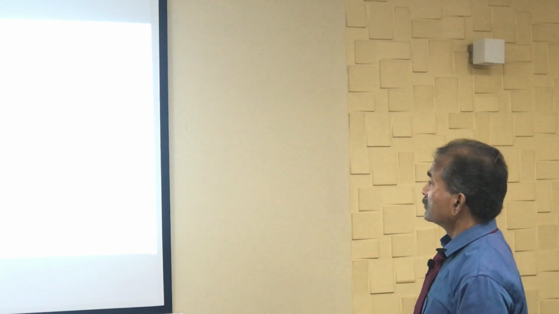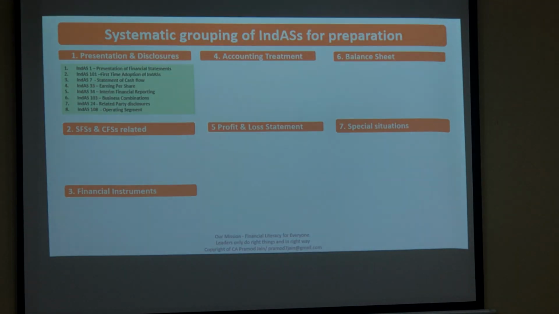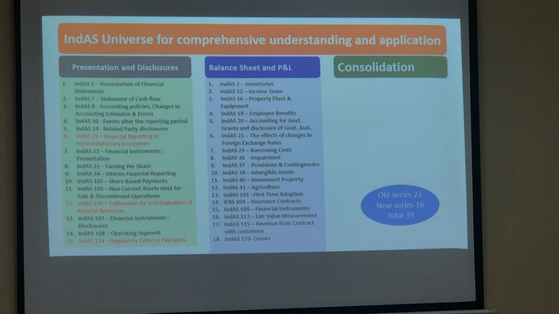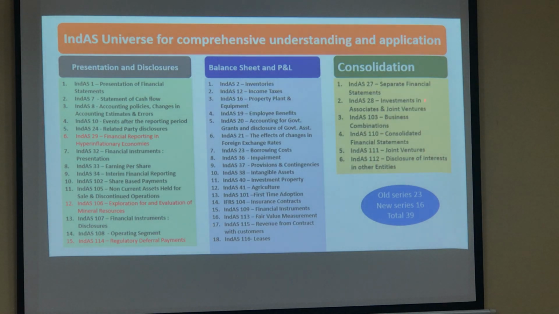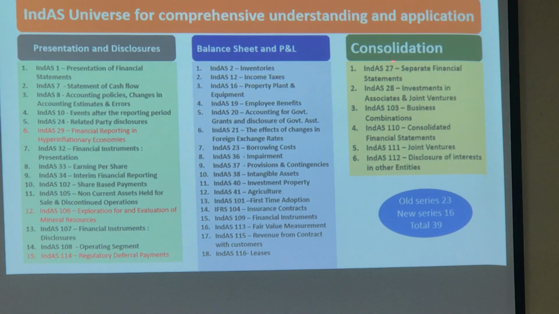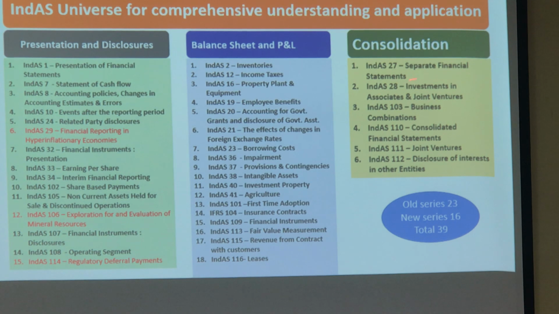So quickly let me share with you the remaining ones also. And so this is what we discussed. And then relating to consolidation, there is IndAS 27, which is separate financial statements, IndAS 28, which is about investment in associates and joint ventures, IndAS 103, which is about business combinations, IndAS 110, which is about consolidated financial statements, IndAS 111, which is about joint ventures, and IndAS 112, which is about disclosure of interest in other entities. So all put together, there are 39 different accounting standards.